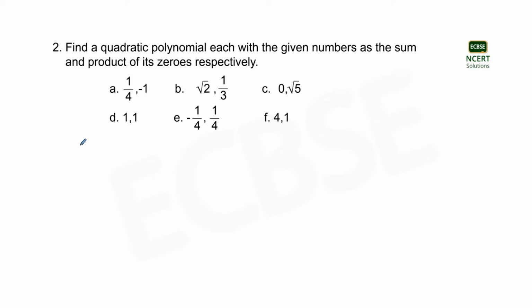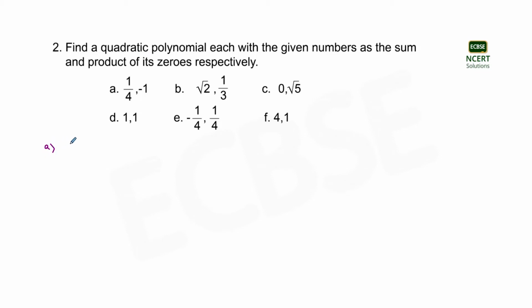Hey guys, so here we are with question 2 of exercise 2.2 of the chapter Polynomials. The question is: find a quadratic polynomial, each with the given numbers as the sum and product of its zeros respectively. What it means is that in A, B, C, D, E and F, two numbers have been given. These numbers denote the sum and the product of its zeros. So what we need to find is the quadratic polynomial.